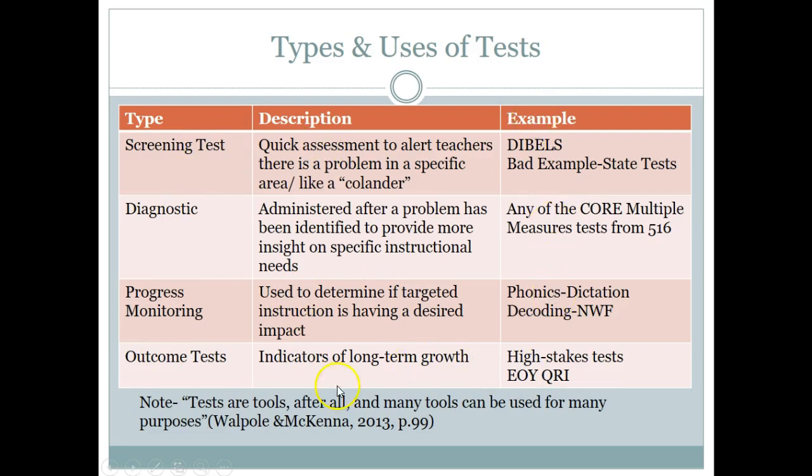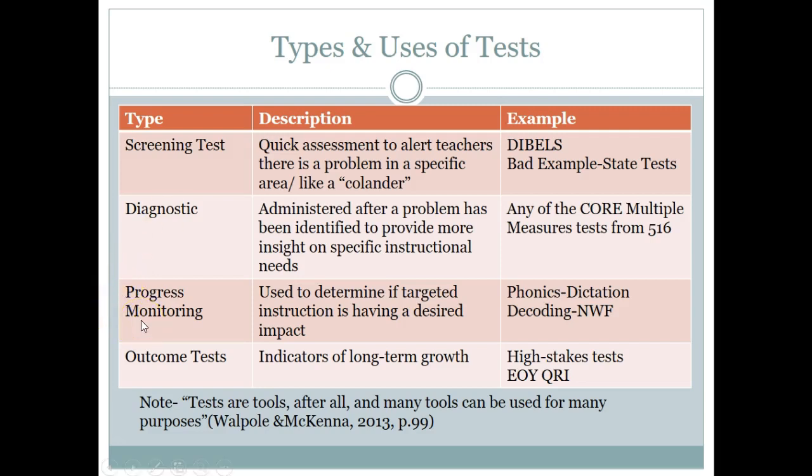As I foreshadowed, here are those different test types, a description of them, and then an example. Note that tests are tools after all, and many tools can be used for many purposes. So at my site, we did the developmental reading assessment, the DRA, and we used that as a screening test at the beginning of the year because it told us who wasn't reading on grade level. And then we really teased apart the data and used it as a diagnostic because you can do a miscue analysis and get some really detailed information from it.